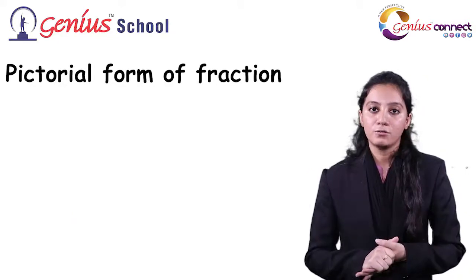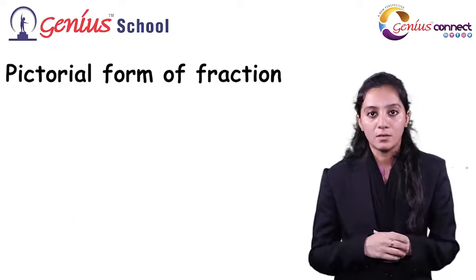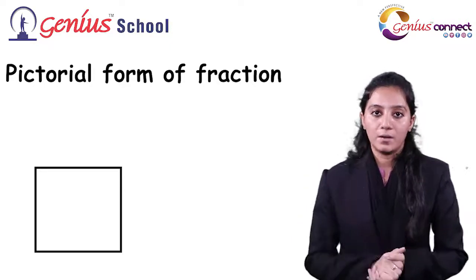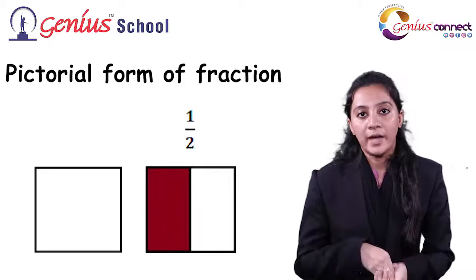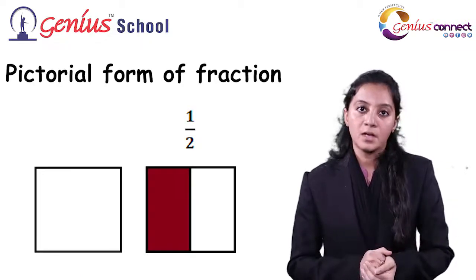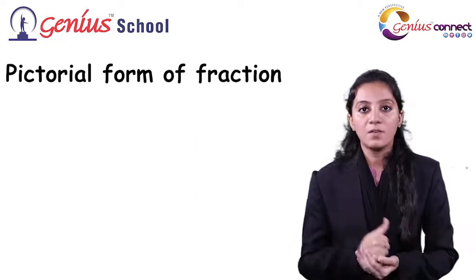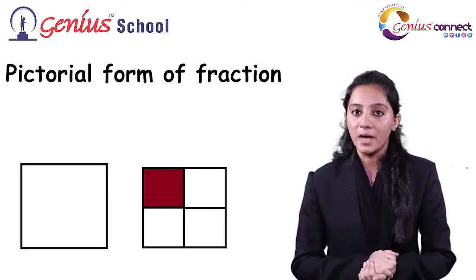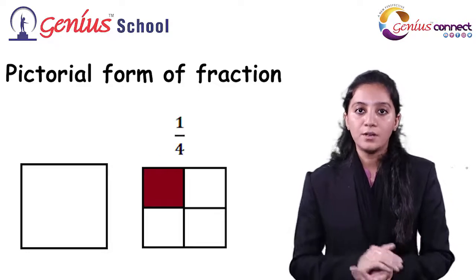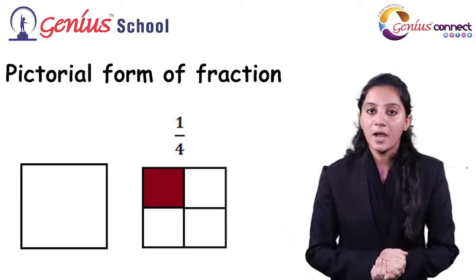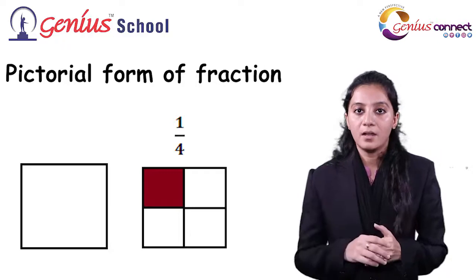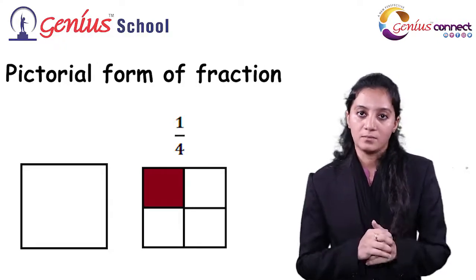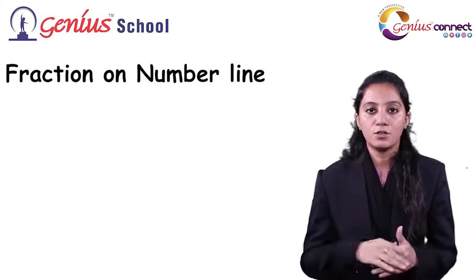Now we are moving to the pictorial form of a fraction, right? For example, I take 1 square, divide it into 2 equal parts, and shade 1 part, right? That is 1/2. Now another example: I have 1 square, I divide it into 4 equal parts, and I shade 1 part. That is represented as 1/4. So you can see the shaded part is represented as the numerator and the total number of parts is represented as the denominator.